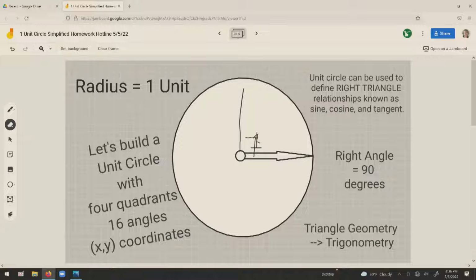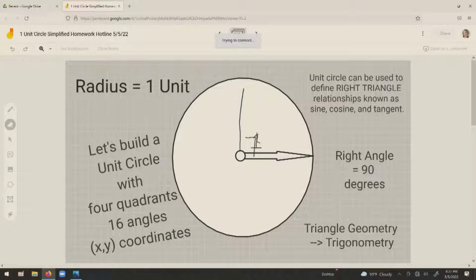Okay. So I drew another radius. Every radius on a circle is the same measurement, okay, from the center to the outside. So this radius also will have a unit of 1.